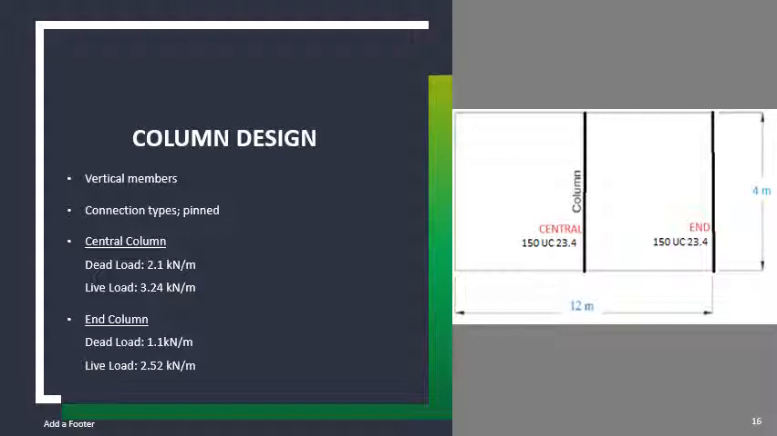The dead load and live load for central and end column designs were found in the rafter section. The central column had a dead load of 2.1 kilonewtons per meter and a live load of 3.24 kilonewtons per meter. The end column had a dead load of 1.1 kilonewtons per meter and a live load of 2.52 kilonewtons per meter. Calculations were made to convert these uniformly distributed values for dead load to the values of which each column would be required to bear.